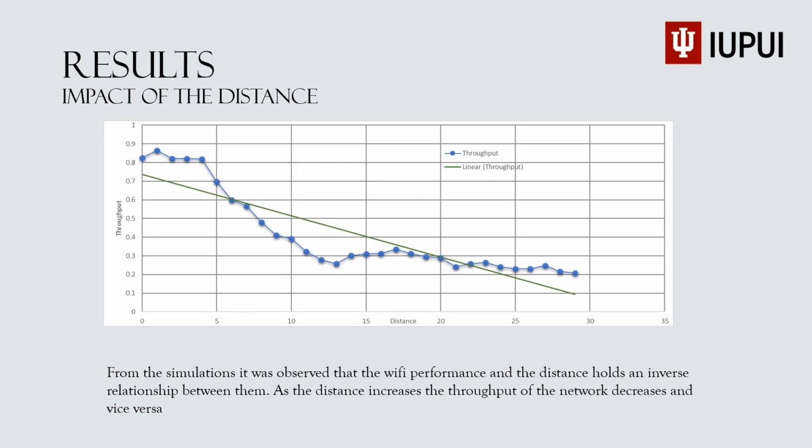The impact of the distance. The impact of the distance with respect to the performance of the network is evaluated here. Around 30 nodes were distributed spirally with a maximum distance of 30 meters. From the simulations, it was observed that the Wi-Fi performance and the distance hold an inverse relationship. As the distance increases, the throughput of the network decreases and vice versa. Similarly, as the distance increases, the TX packet rate and the RX packets also decrease.